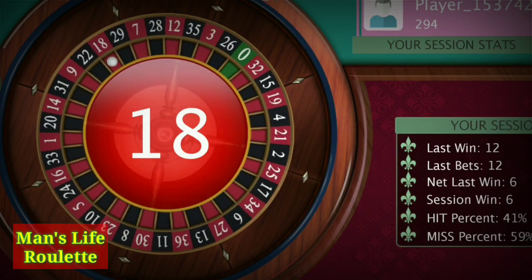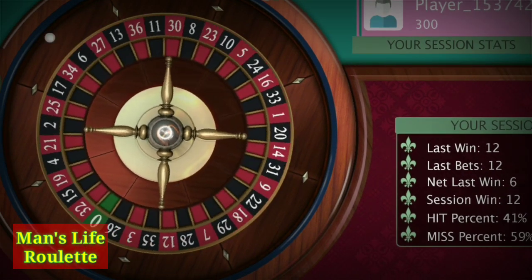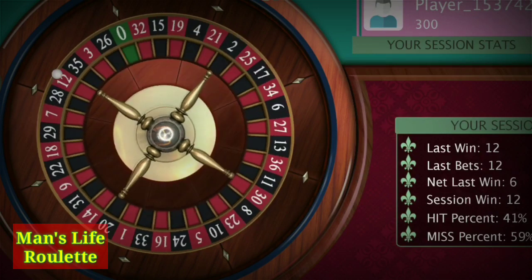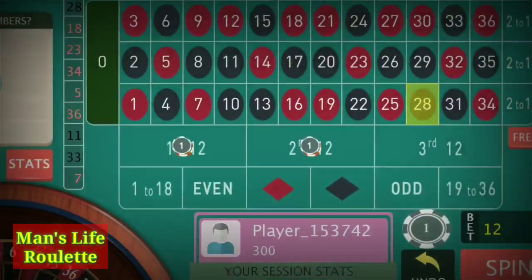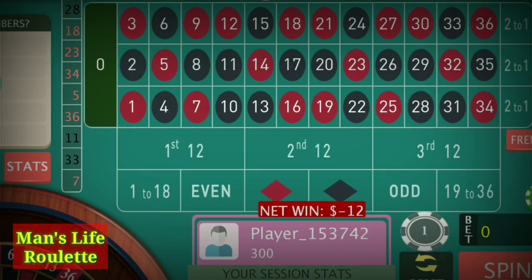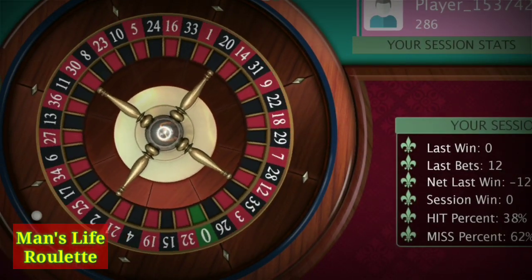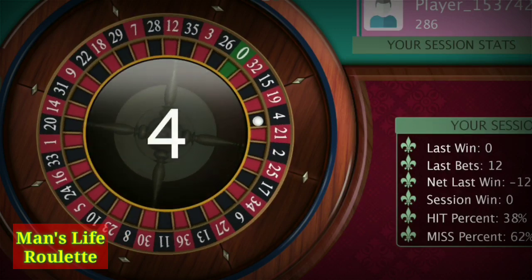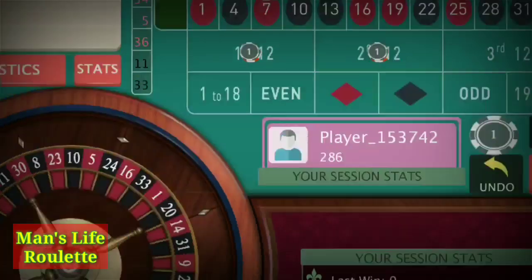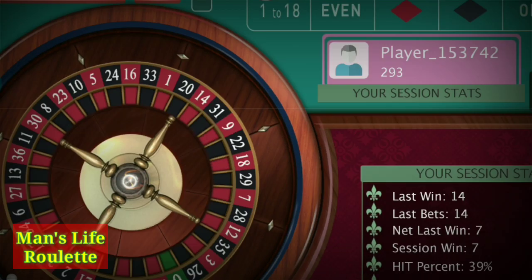It's 18, again a winning one. So again don't need to increase anything, just rebet and play. It's 28, a losing spin this time. So just rebet, increase another unit to both positions and play. It's 4, a winning spin. So just rebet and play.